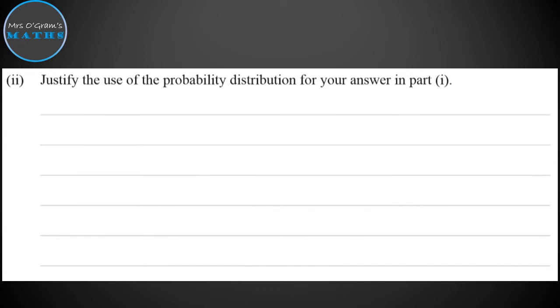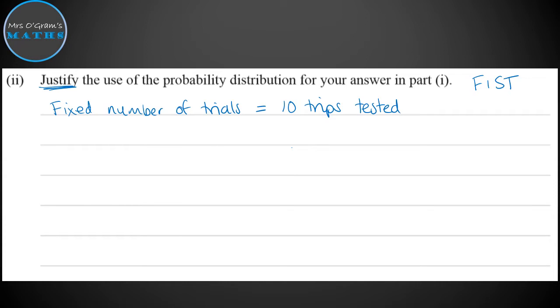Then we move to part 2, which wants us to justify why we used that binomial distribution. Now, you'll remember there is an acronym for this, which is FIST. So there were a fixed number of trials, and we need to say what that is in context, and that was that 10 trips were tested.